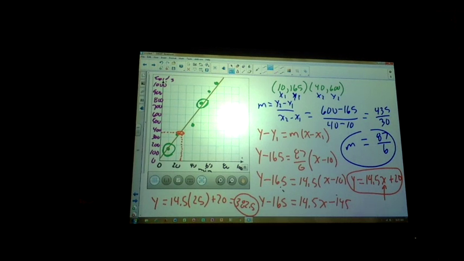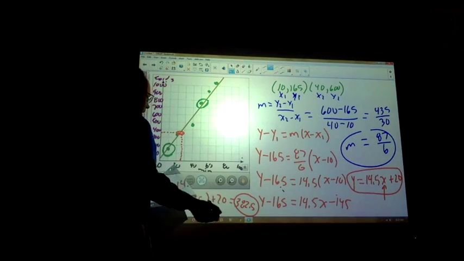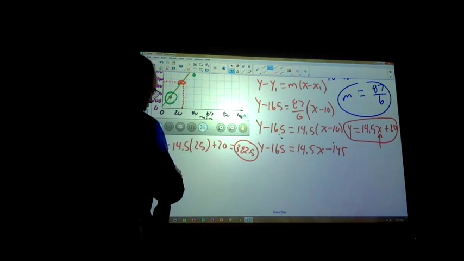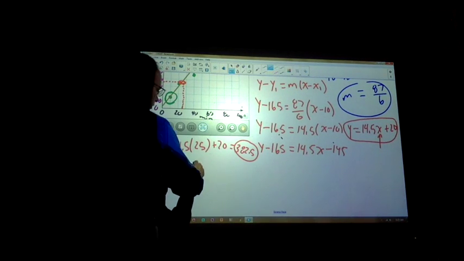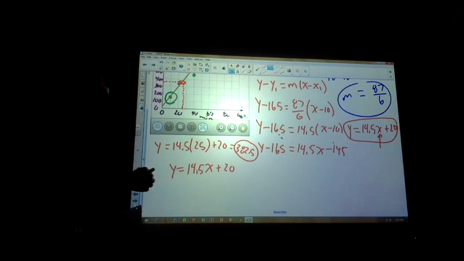Your goal is to reach 2,000 words according to your model. How many minutes will that take? So 2,000 words, we're way up here, right? Even higher than I can reach. Let's bring this down. So my equation that we have is this. And you want to get to 2,000 words. Which variable is words? X or Y? Y. So I'm going to plug 2,000 in for Y.